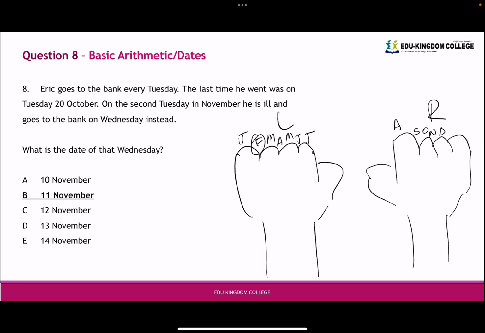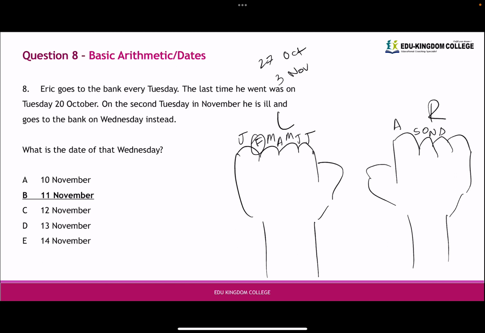So the last time you went was on Tuesday, the 20th of October. Okay, the next time you go would be the 27th of October, and so October is 31 days. So the next time he goes would be +4 is the end of October, and then +3 would be the next week, so the 3rd of November.